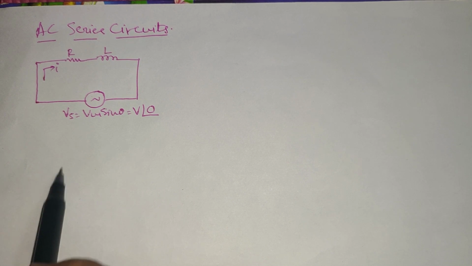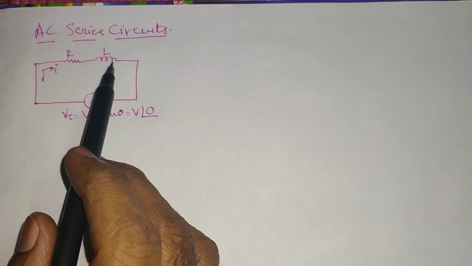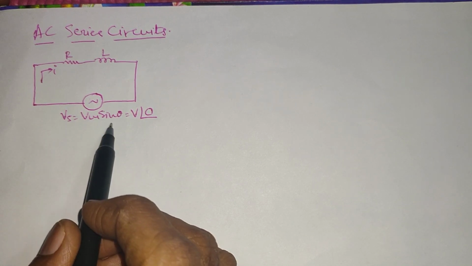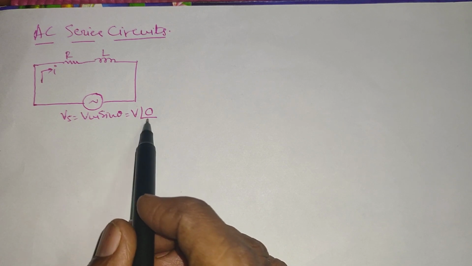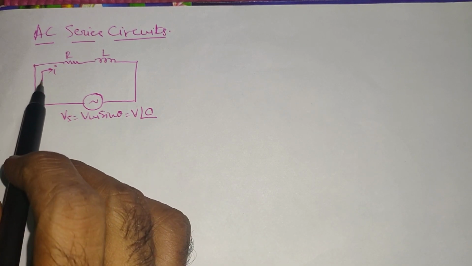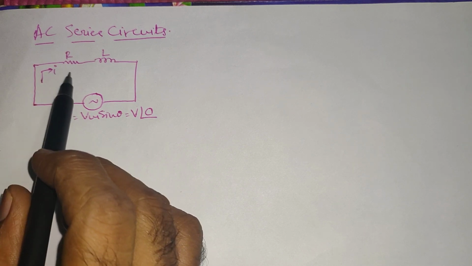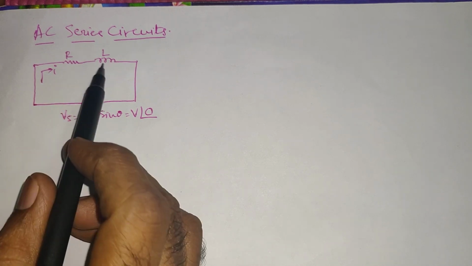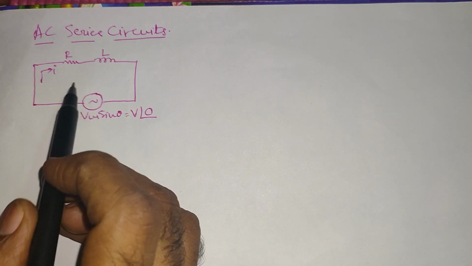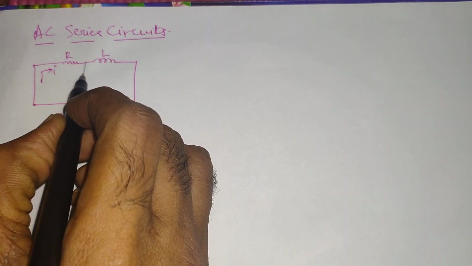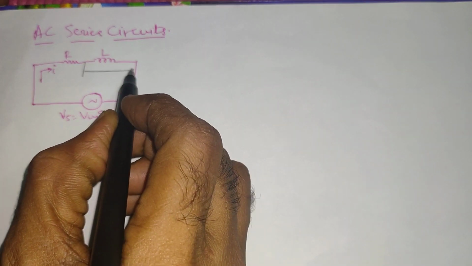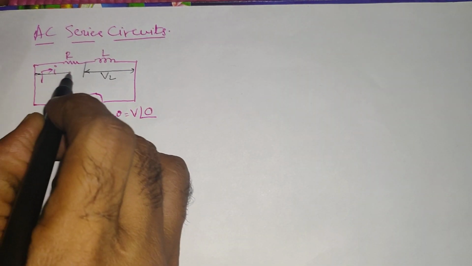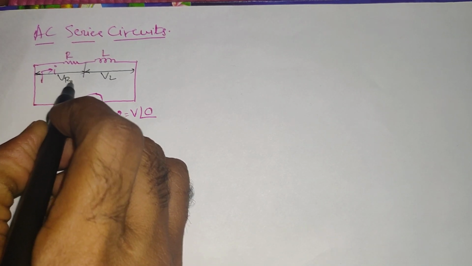Here I am going to consider a series combination of resistance and inductance connected to an AC sinusoidal voltage of Vm sin theta, represented in polar form as V at an angle of 0. I consider a current of I flowing through the circuit, and as these two parameters, resistance and inductance, are connected in series, the voltage is going to be divided across these two. I consider the voltage across the inductor as VL and the voltage across the resistance as VR.